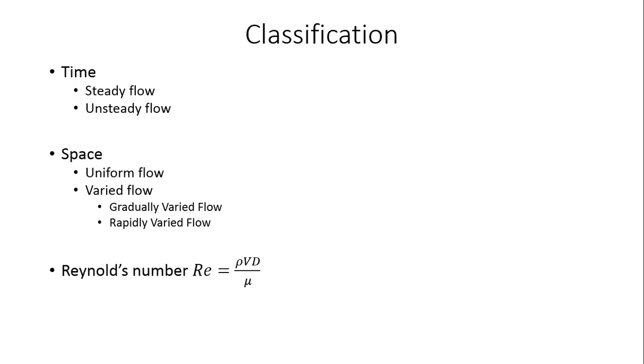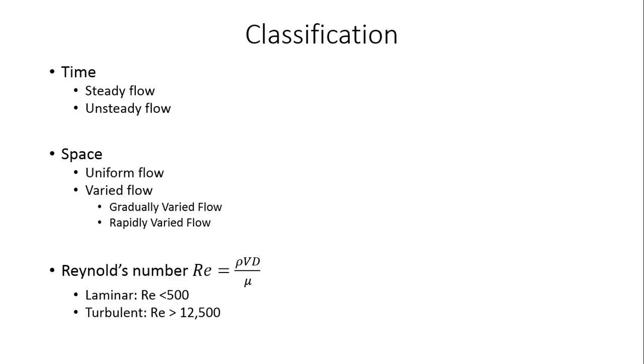Okay, so rho is the density, v is the representative velocity, d is the representative characteristic length, and mu is the dynamic viscosity of the fluid under consideration, right? So if I look at it from the perspective of Reynolds number, then the flow will be considered laminar if Reynolds number is less than 500, and turbulent if it is more than 12,500.